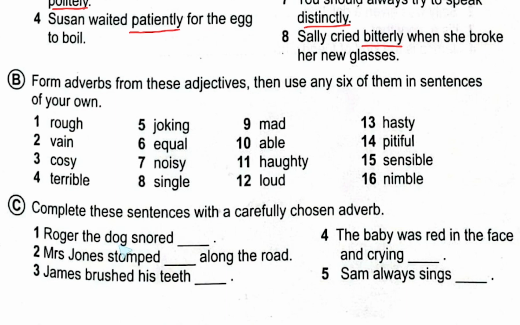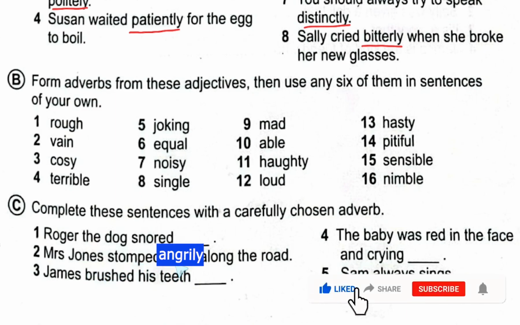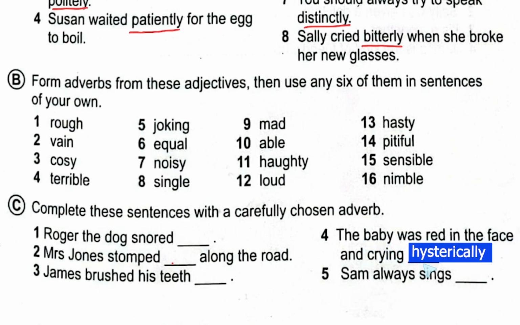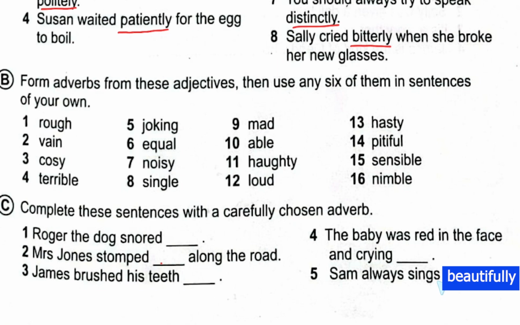Here, Roger the dog snored. We can add here loudly. Mrs. Jones stomped dash along the road. We can tell Mrs. Jones stomped angrily along the road. James brushed his teeth thoroughly. The baby was red in the face and crying hysterically. And this is 5 number, Sam always sings beautifully.